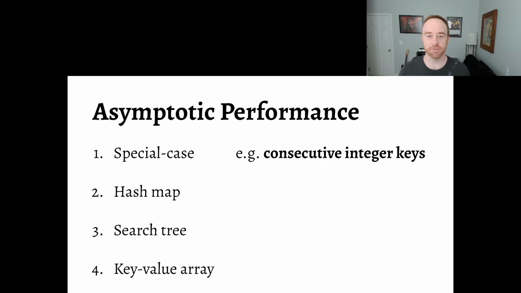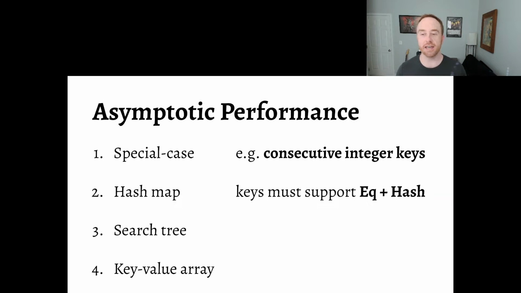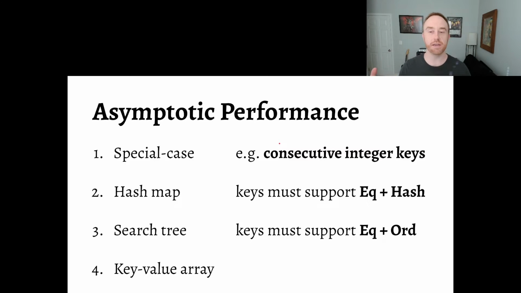Now, again, special cases require these very niche requirements like having consecutive integer keys. With the hash map, you do have to have the restriction that all of the keys have to support both equality as well as hashability. So you need to be able to say, for all the keys in this hash map, I need to be able to compare them for equality, and also I need to be able to hash them. In the case of a search tree, you have a similar restriction, except you don't need to be able to hash them, but you do need to be able to order them. So you need to be able to say this one is less than or greater than or equal to this other one. And then with the key value array, you have the least restriction because you're just comparing everything. So all you have to do is have equality.